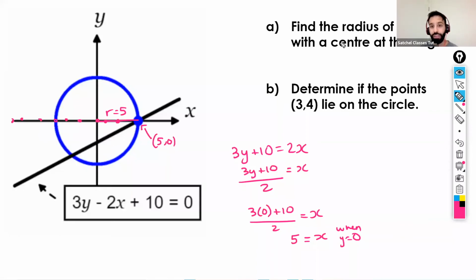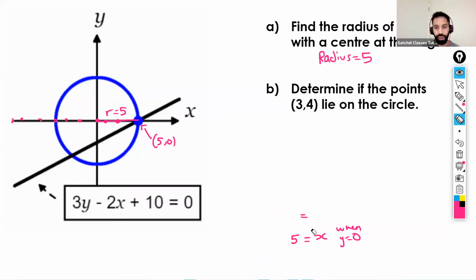So it says find the radius of the circle with a center at the origin. So the radius is equal to 5. And then part B, it says determine if the points 3, 4 lie on the circle. To do this, we need to find the equation of the circle first. So I'm just going to rub this out. And the equation of our circle is x squared plus y squared is equal to 5 squared, which is going to be 25.